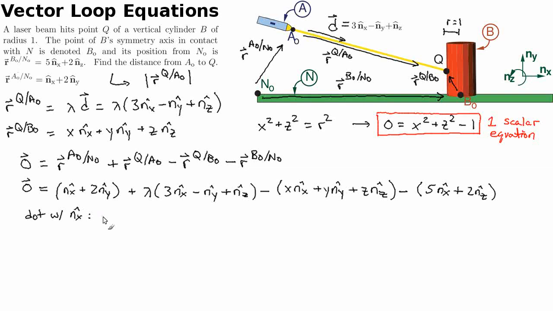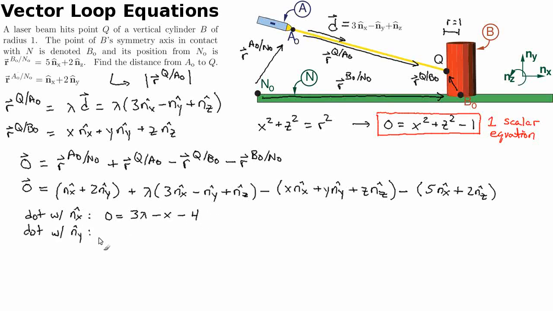So first we'll dot both sides of this equation with nx. On the left we have nx dot 0, which is 0. And on the right, the result is going to be that we'll keep each nx component because nx dot nx is 1. But the ny and nz components will go to 0. So the result is 3 lambda, which comes from here, minus x, and then minus 5 plus 1, which is minus 4. So here we have one scalar equation.